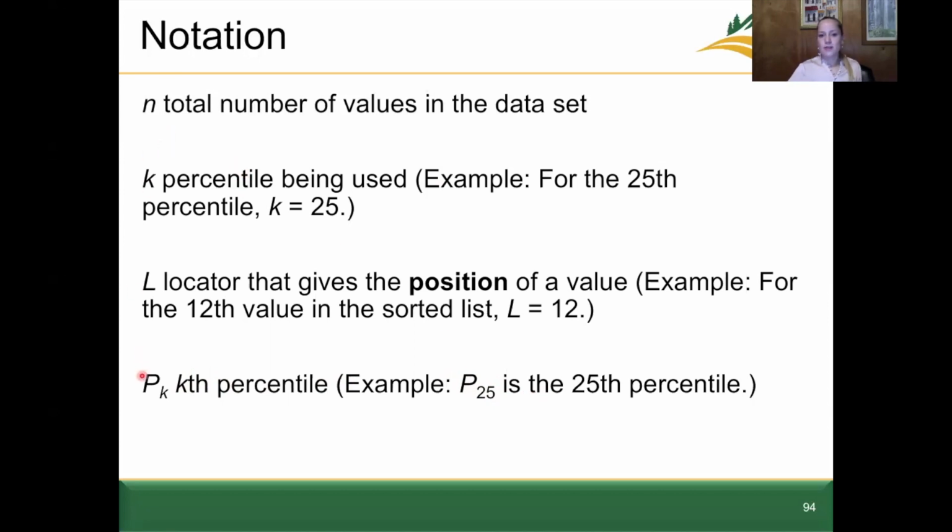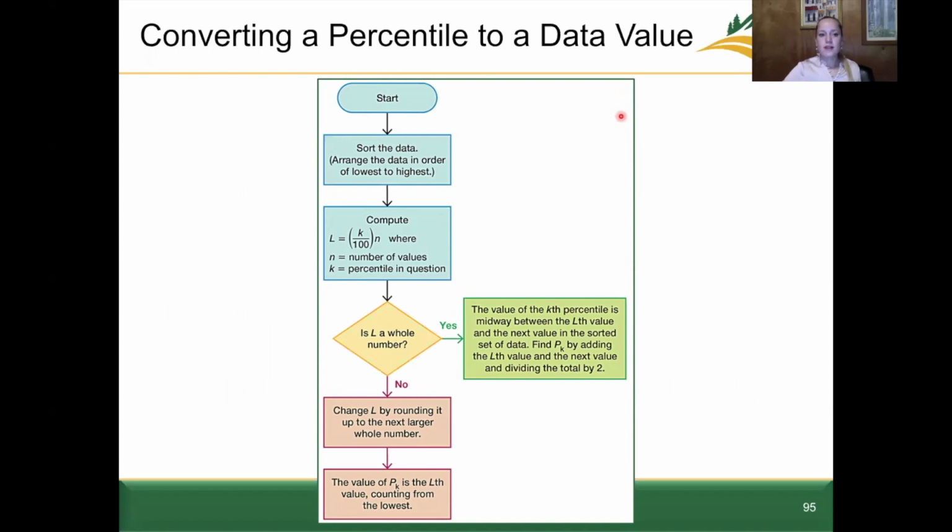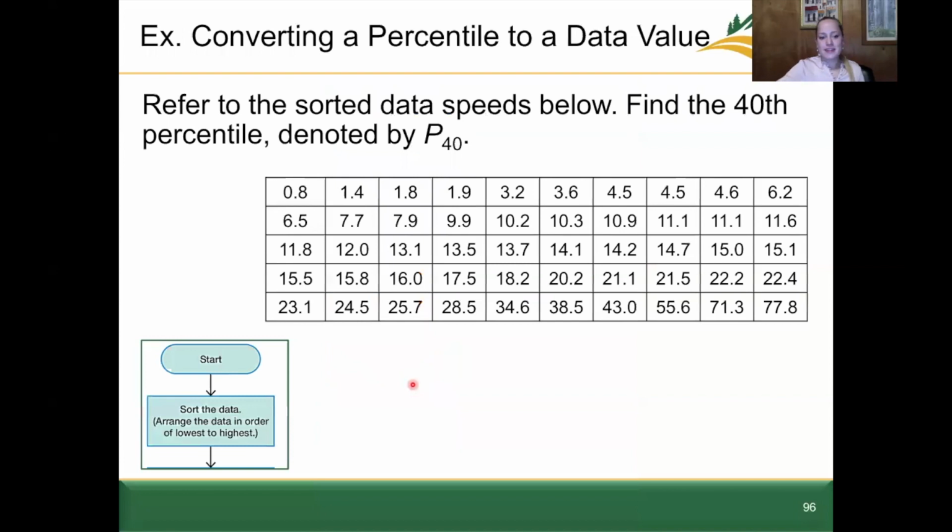Let's practice using it. These are directions for converting a percentile into a data value, and we're going to go through these steps. As we go through the steps, I'm going to talk you through the flowchart. Let's just dive into it. Here's an example. We're going to convert a percentile to a data value. This question says, refer to the sorted data speeds below, find the 40th percentile. Remember, this is denoted by capital P subscript 40.